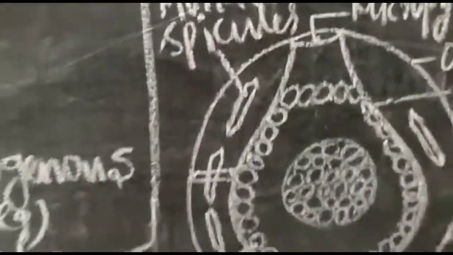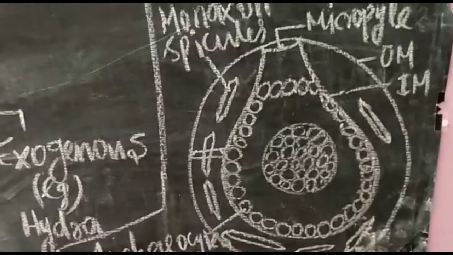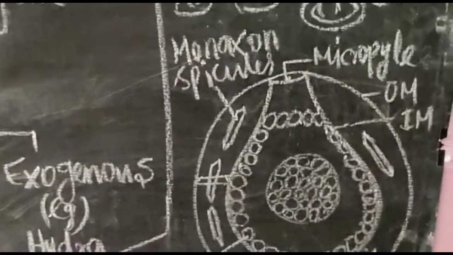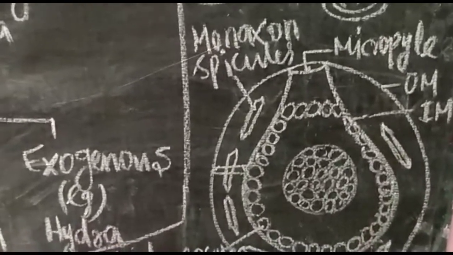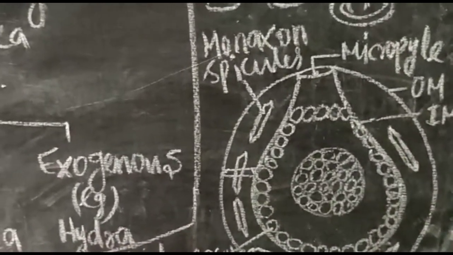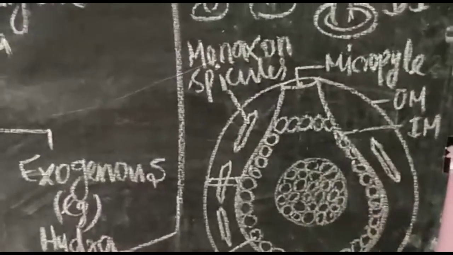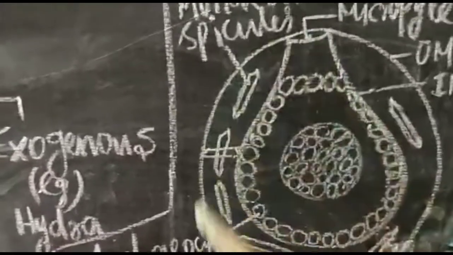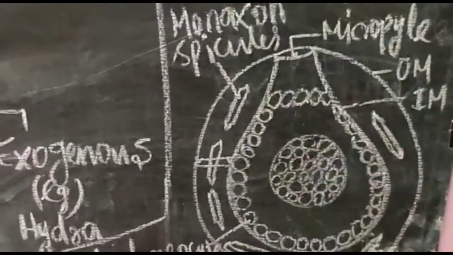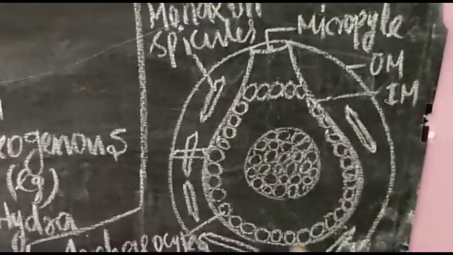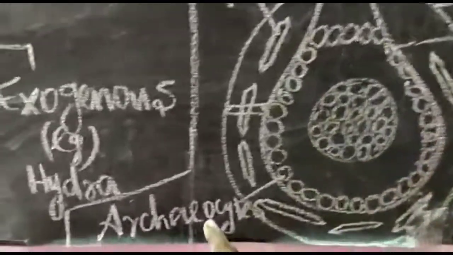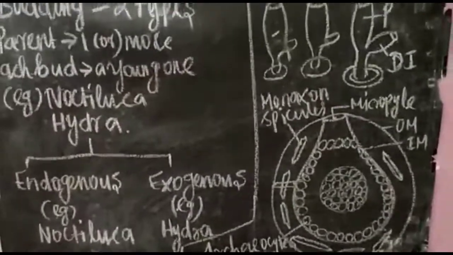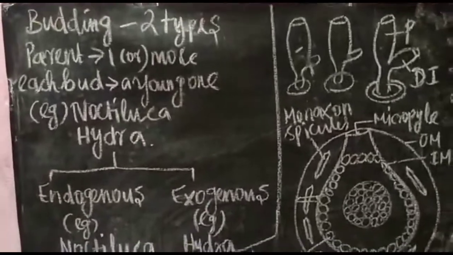Next, gemmules, formed during favorable and unfavorable conditions. In freshwater and marine sponges, this is a peculiar mode of asexual reproduction. It is an internal bud called a gemmule, a hard ball consisting of a mass of food-laden archaeocytes. This is called gemmules in sponges. Thank you, students.